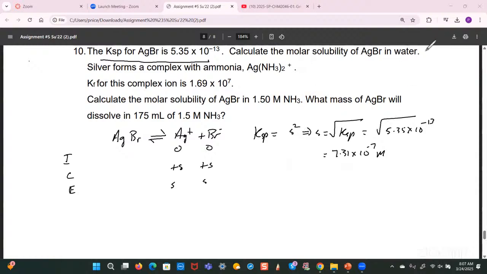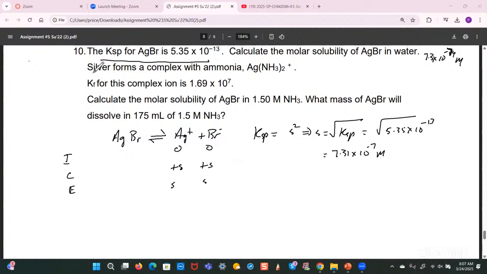So let me just write down here, because I want us to compare this answer to the answer for the next part, all right? So that's the solubility of, 10 to the minus 7. That's the solubility of silver bromide in water.